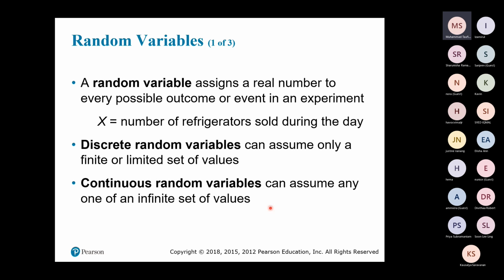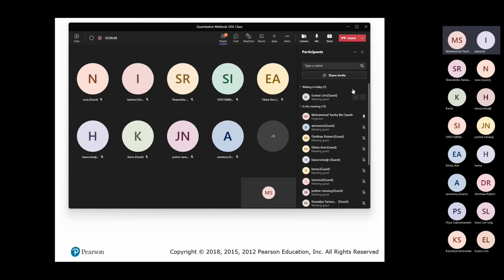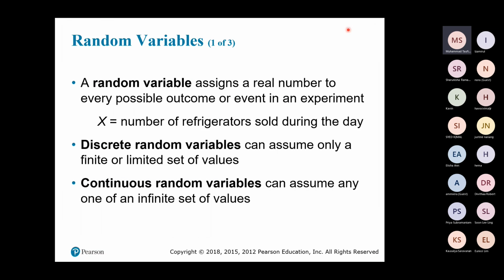Nombor bulat. Continuous pula adalah apa saja nombor yang ada. 0.5, 0.333, 0.08, even epsilon atau pi, apa saja nombor. That is what we call as continuous random variable. So kita ada dua jenis pemboleh ubah lah. Sama ada nilai dia adalah discrete ataupun nilai dia adalah continuous. Ya, ada soalan ke?